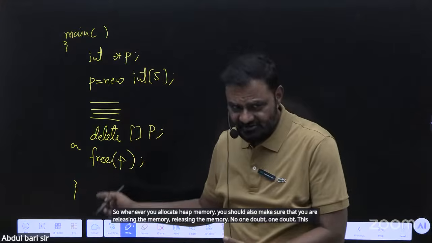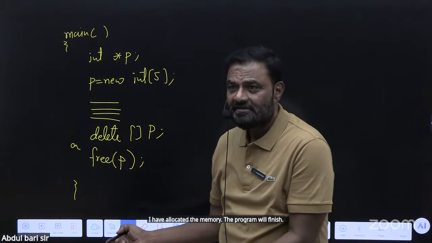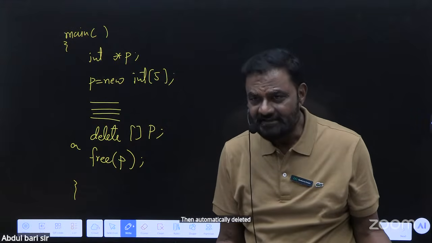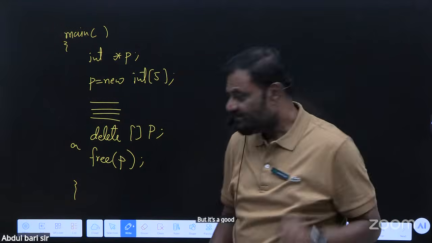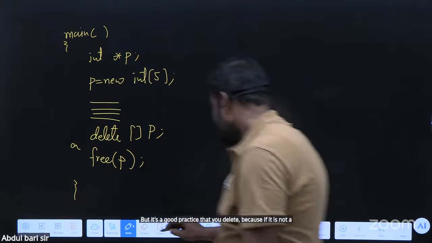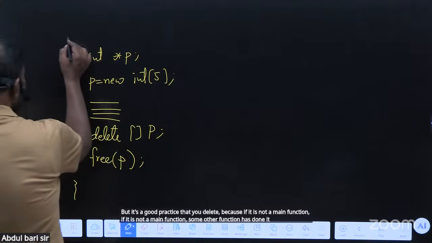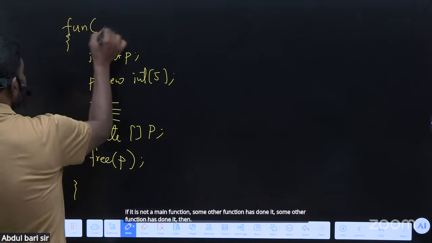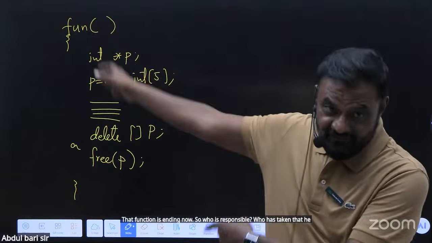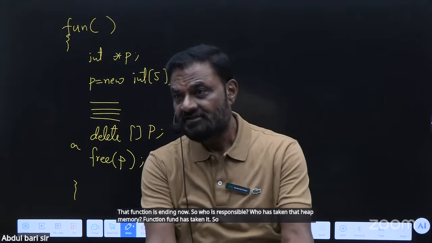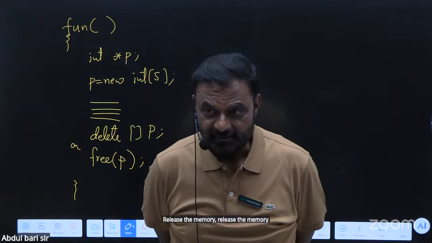Now one doubt. This is in the main function. I have allocated the memory. The program will finish, then it is automatically deleted. So no need of deletion. But it's a good practice that you delete, because if it is not the main function, some other function has done it, then that function is ending now. So who is responsible? Who has taken that heap memory? Function fun has taken it. So when it has finished, function fun should release the memory. It's a good practice.